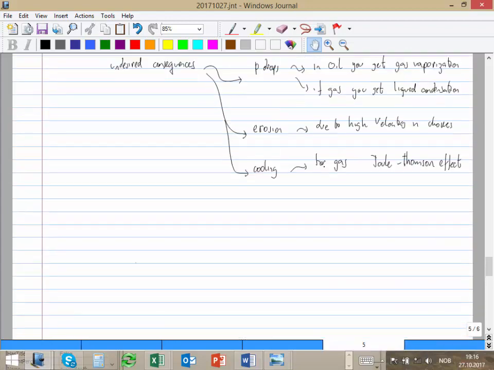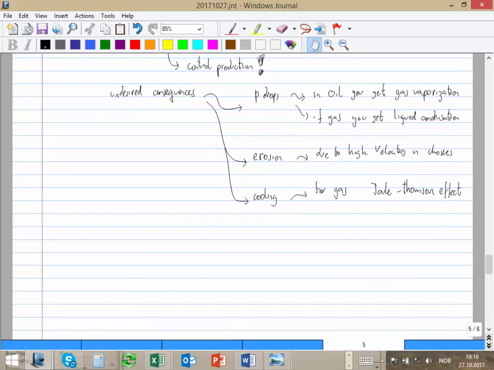Yes, so the point to make here is that you can have cooling in gas, and you say, okay, so why is that so bad? Because you can get more liquid condensation, and sometimes the temperature can be so low that you start getting ice. If you have free water and it becomes too cold, then you start having ice, and if ice goes into the choke, in these small passages, you have a blockage. So free water plus low temperature gives you an ice block.